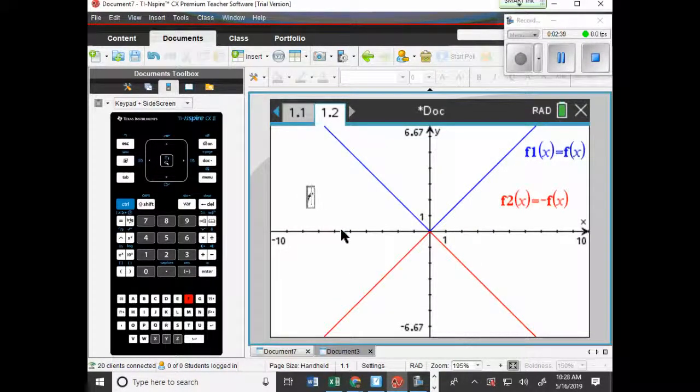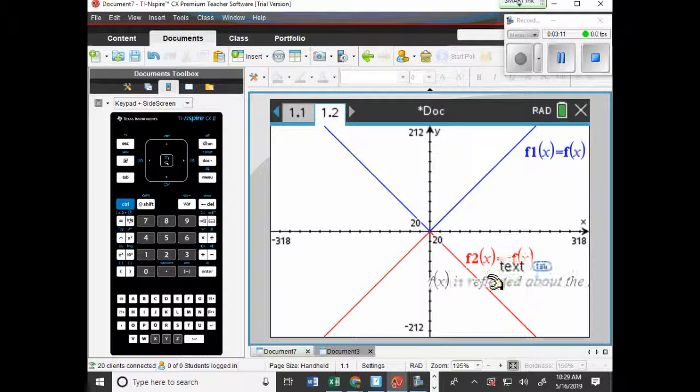So negative f of x, f of x is reflected about the x-axis. That's what negative f of x does. It reflects f of x about the x-axis. So the first transformation we talked about is reflection.